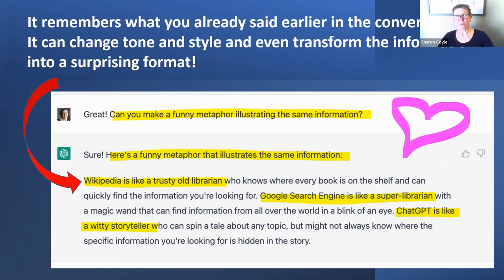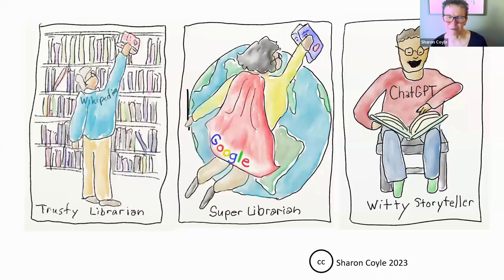Okay, so what's the difference? How is it different to go look for something on ChatGPT than to go look for something on Wikipedia or Google? Where am I getting some sort of ethical pushback from using this tool? I don't have an answer, but anyway, it did this. And so I thought I need to do a drawing of these librarians and the witty storyteller. So here are three drawings of the trusty librarian, who is Wikipedia, the super librarian, who can get something from anywhere around the world, has a magic wand, and the witty storyteller.